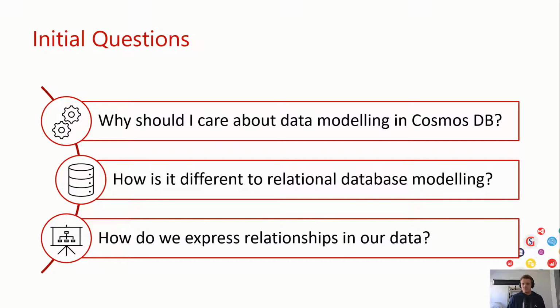So the first question I get asked is, why should I care about data modeling in Cosmos DB when it's a schema-free data store? How is data modeling different in Azure Cosmos DB compared to when we're developing applications that use relational data stores? And how can we express relationships in our data store, bearing in mind that Cosmos DB is a non-relational data store, when our applications will naturally have those relationships?